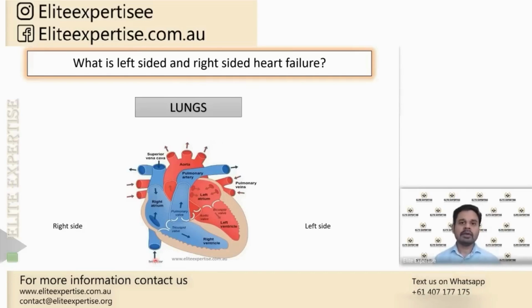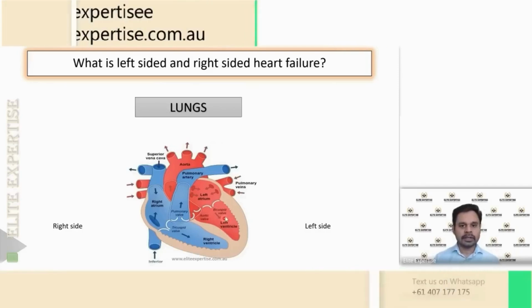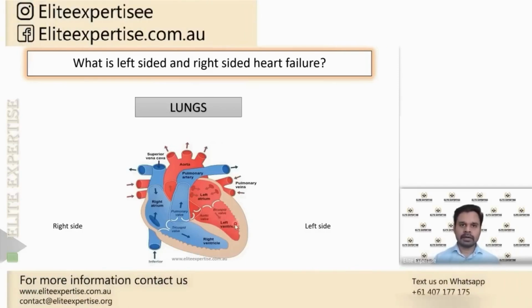So now let's have a look at left-sided heart failure. In case the left ventricle has failed to undergo a proper contraction, that is the systole, then due to the failure of contraction, most of the blood gets retained within the left ventricular chamber. As a result, it exerts a pressure on the left atrium. So the left atrium further exerts a pressure on the pulmonary veins, which bring the blood coming from the lungs.